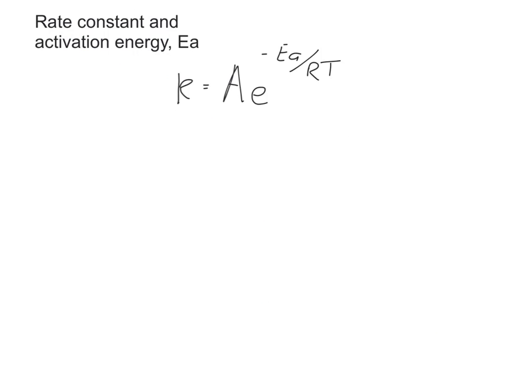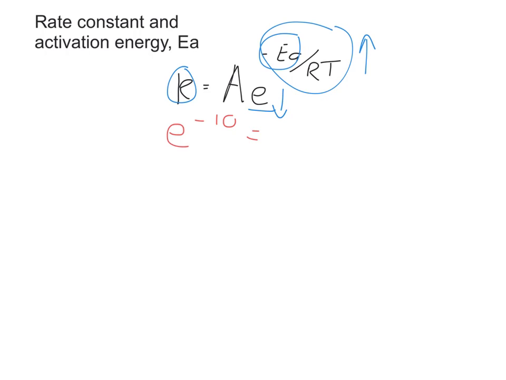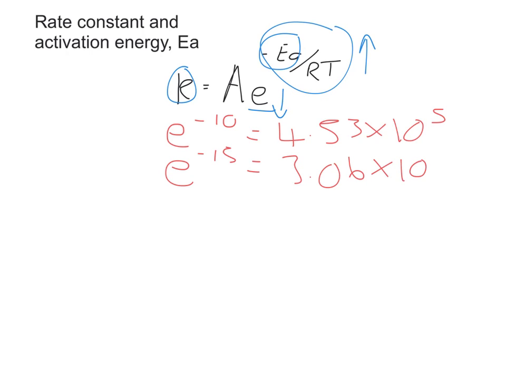So let's have a look at the relationship between the rate constant and the activation energy. As Ea over RT gets bigger, the exponential factor, e, gets smaller. Okay, so let's try this out. On your calculator, put e to the minus 10. What do we get? Well, you should get 4.53 times 10 to the minus 5. Right, let's make that smaller. Let's go to e to the minus 15. What do we get this time? Well, you should get 3.06 times 10 to the minus 7.